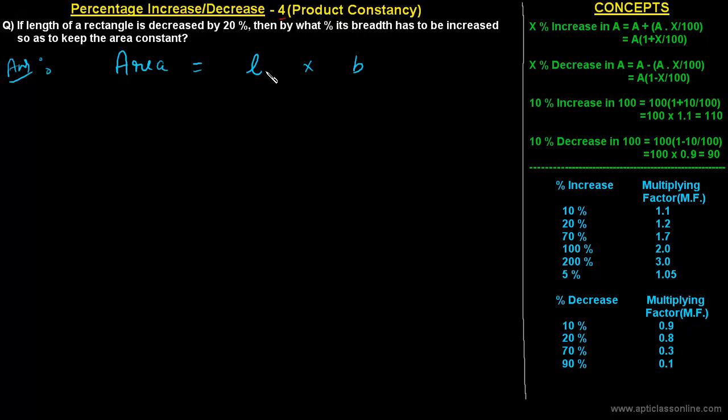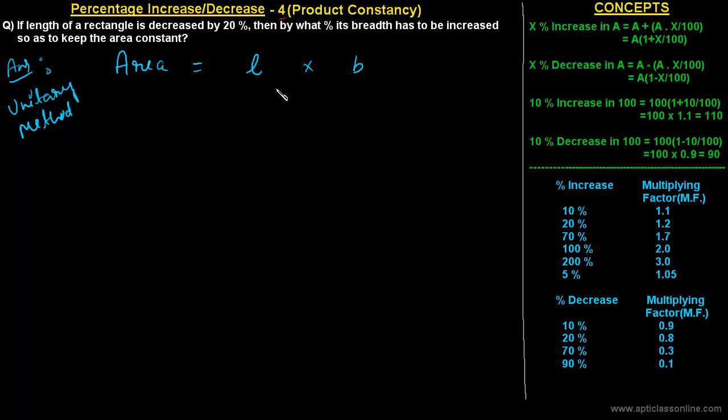So here we are saying that since two quantities are multiplied to get another quantity, if one quantity is decreased, another has to be increased so as to keep the third quantity after multiplication constant. And that's why the name of such kind of questions are given as product constancy. So we have seen in the last three classes how to use unitary method to solve problems on percentage. Here also we will use that method.